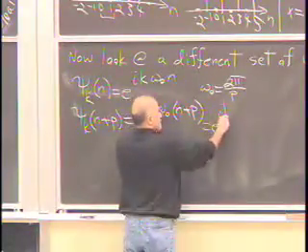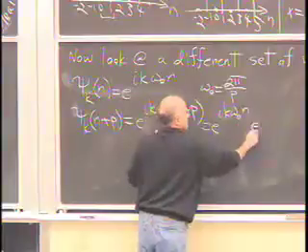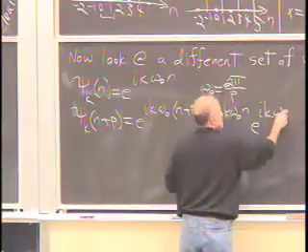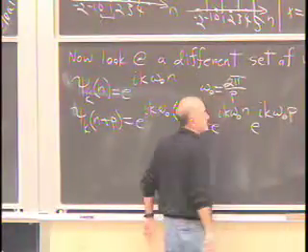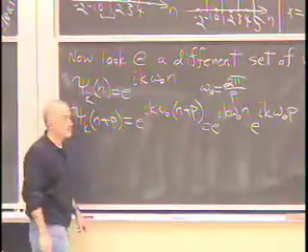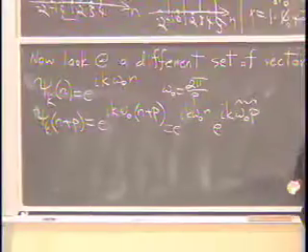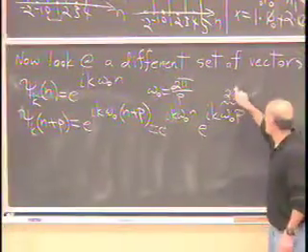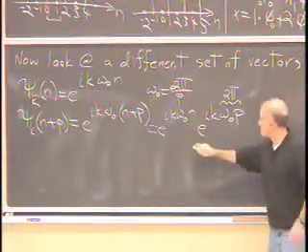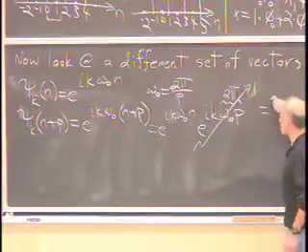Well, we have the first factor, omega naught n. What can you tell me about e to the i k omega naught times p? Why is this equal to 1? Omega naught p is 2 pi, and k is an integer. So this whole thing is 1.